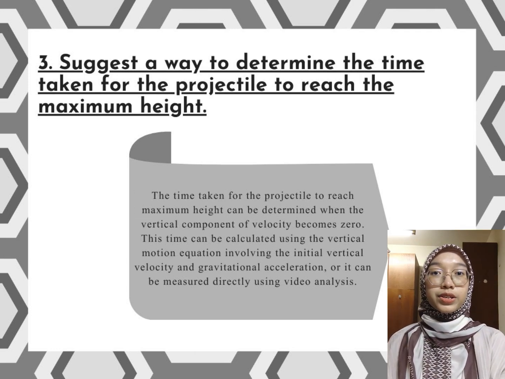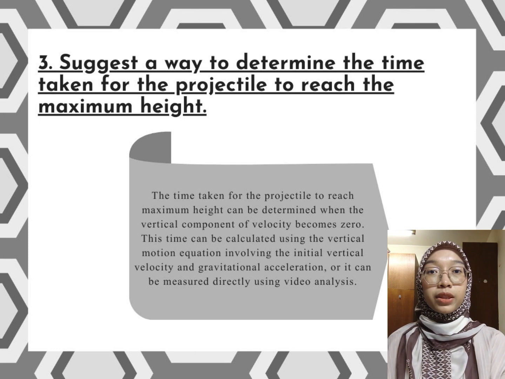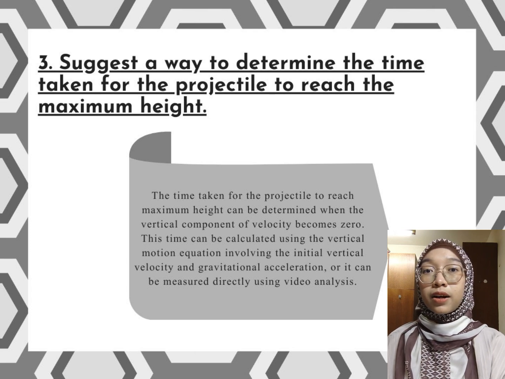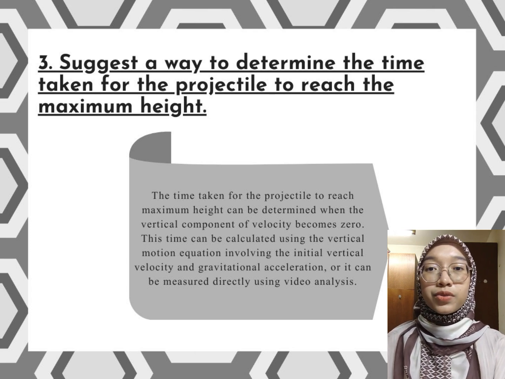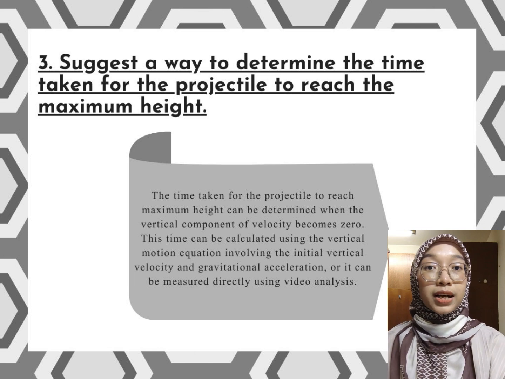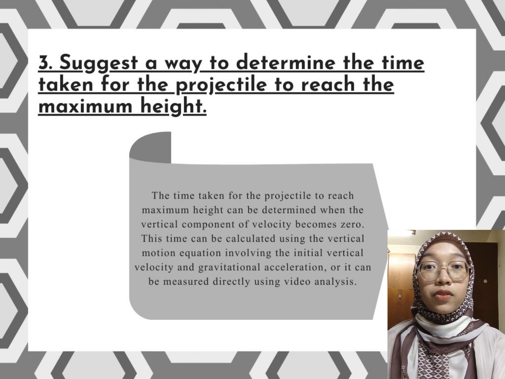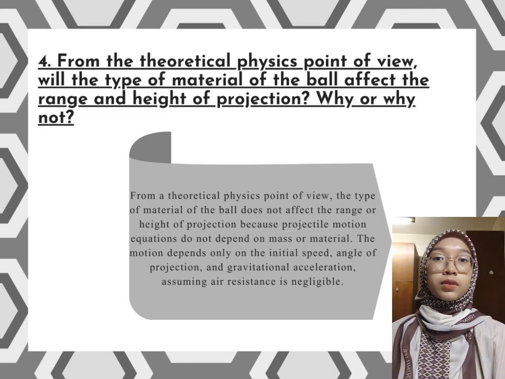Well, for the third question, suggest a way to determine the time taken for the projectile to reach the maximum height. The time taken for the projectile to reach the maximum height can be determined when the vertical component of velocity becomes 0. This time can be calculated using the vertical motion equation involving the initial vertical velocity and gravitational acceleration. Or it can be measured directly using video analysis.